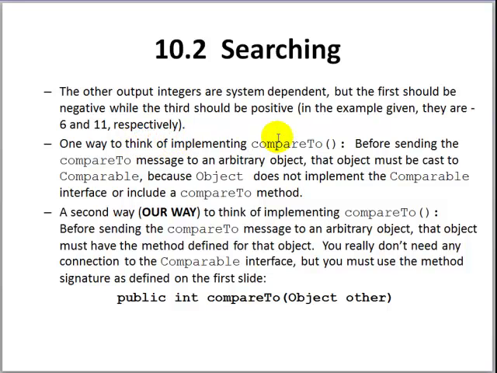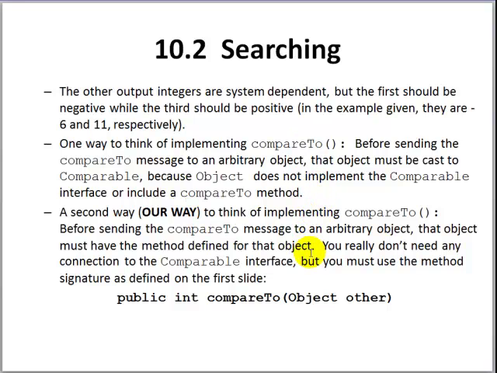One way to think of implementing compareTo is like the AP committee will ask us to do, but we don't have the tools yet to really fully discuss that. They will say if a class like student or like rectangle implements the comparable interface, then that means that you have had to include a compareTo method, which is true. But we'll talk about that later.